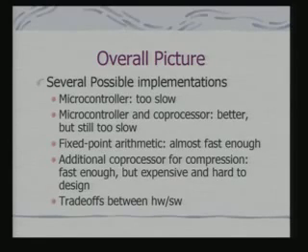Before going into the formal formulation, let us try to get the overall picture. What are the different architectures we have tried? Microcontroller, pure software implementation; microcontroller and a coprocessor, that is with additional hardware. So I have mapped some things to the hardware, but it is still slow. We have looked at fixed point arithmetic, then we have looked at an additional coprocessor for compression. So obviously what you find is a trade-off between hardware and software to meet the performance constraints.